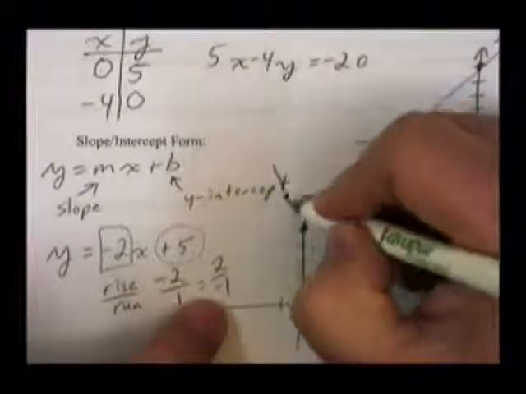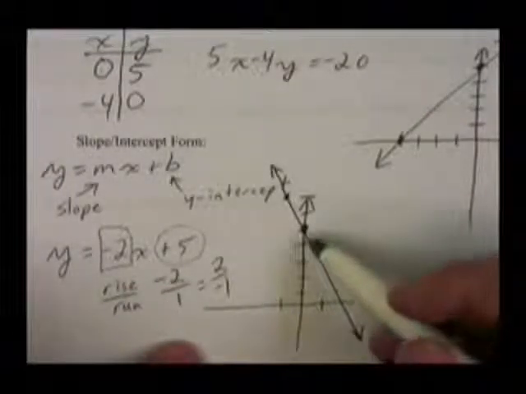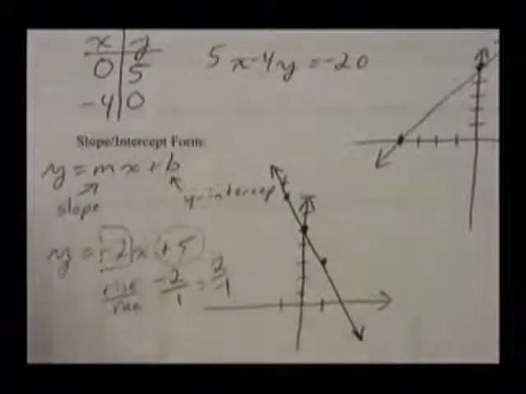And notice all those points are on the same line. So I started with my y-intercept, and then I use my slope to find another point. And you can go either direction, it doesn't matter. So that's solving linear equations and graphing linear equations.